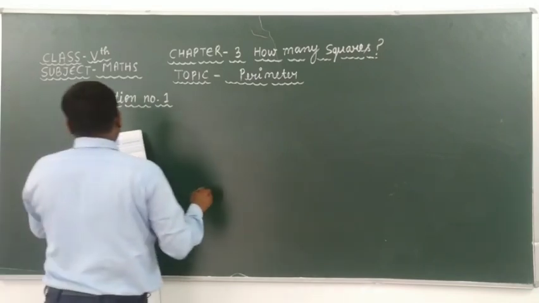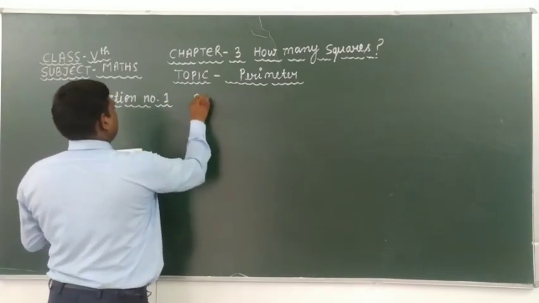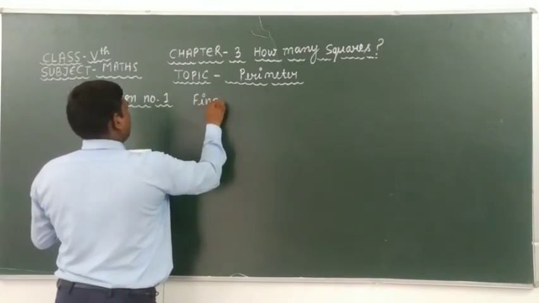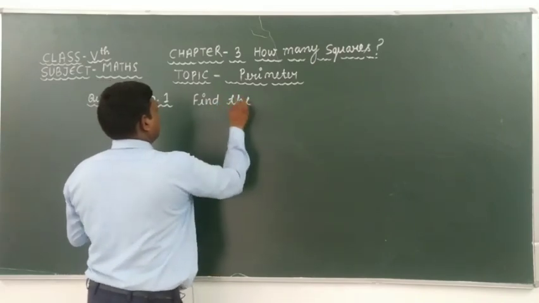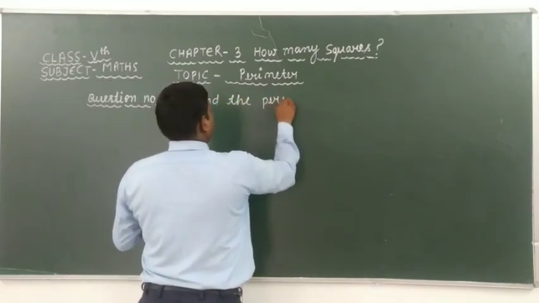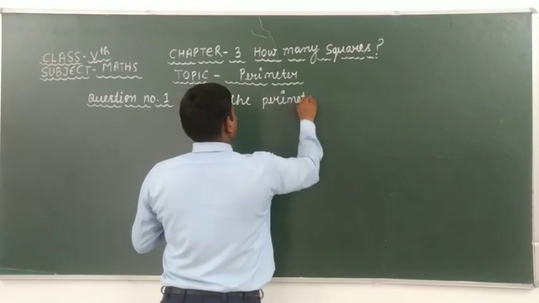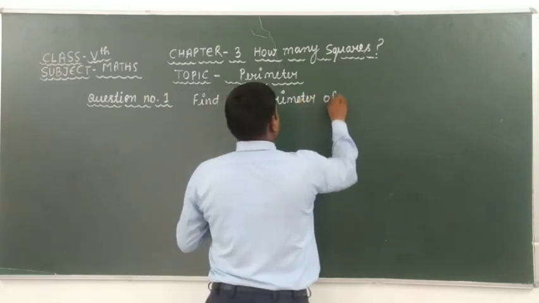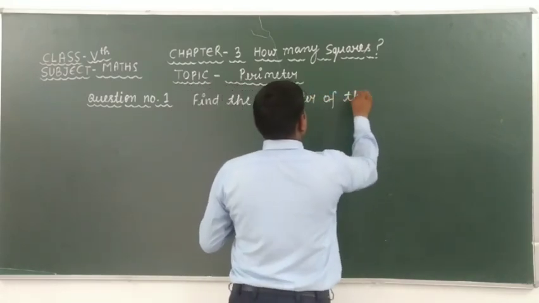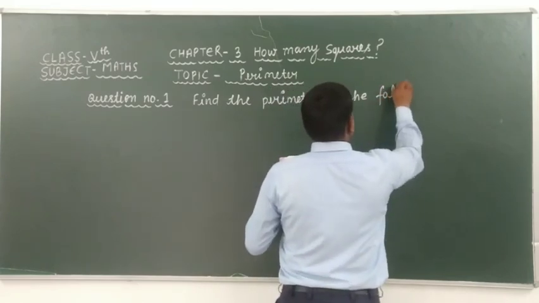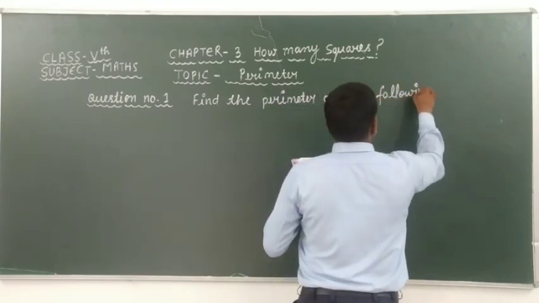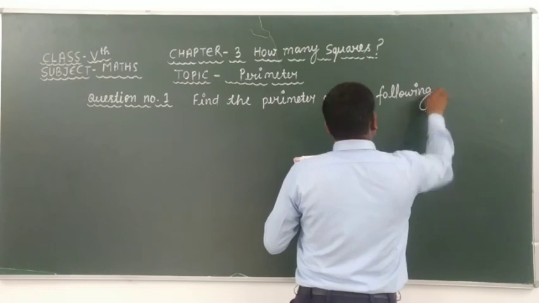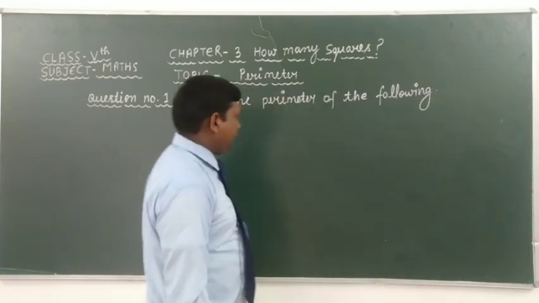Question number 1 is find the perimeter of the following. Find the perimeter of the following.